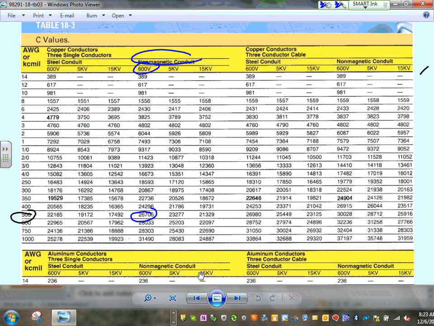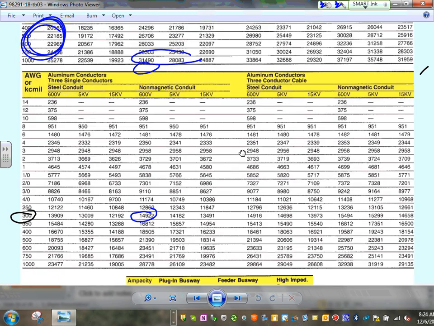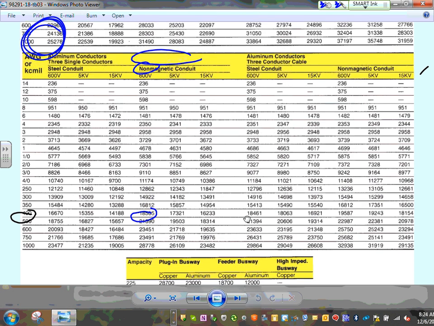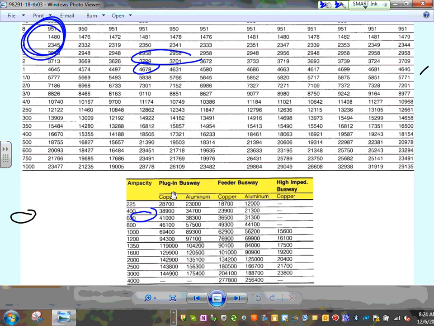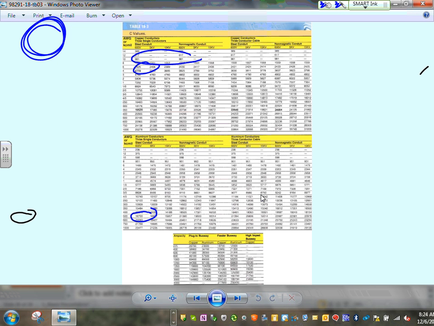So this is called the C factor. Remember that formula talks about the C factor? The C factor for every cable. You plug it into the formula, good to go. The good news, gentlemen, is you're not memorizing these factors. They have them also for aluminum conductor single phase, so for aluminum and copper. They also have them for plug-in and feeder and high impedance busways, guys. So long story short, if you don't have software, you're going to use the formulas that we did. Find the C factor from here, plug it in.